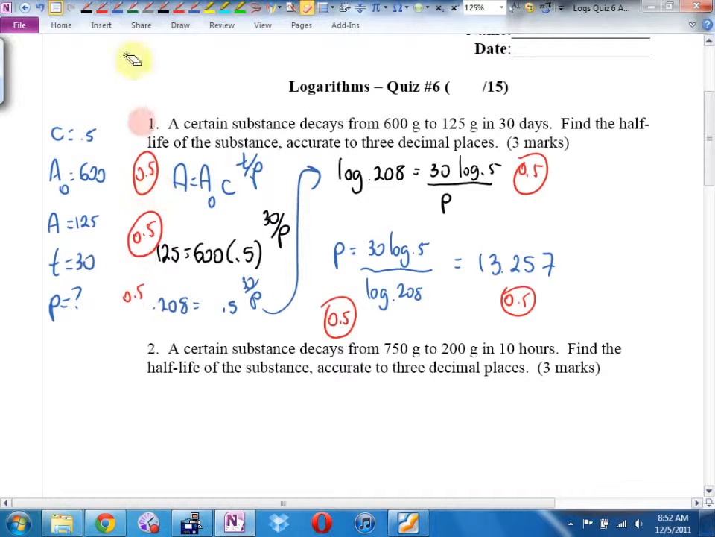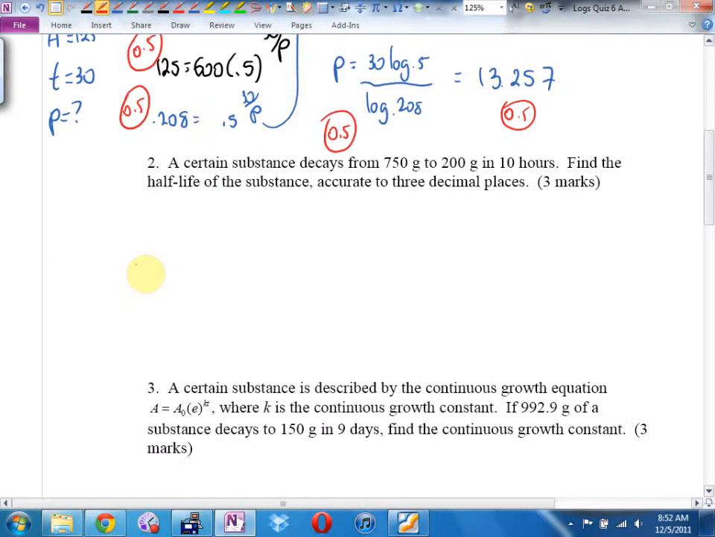A certain substance, find the half-life. Okay. A equals A0 times 0.5 to the t over p. 200 equals 750 times 0.5 to the 10 over p.